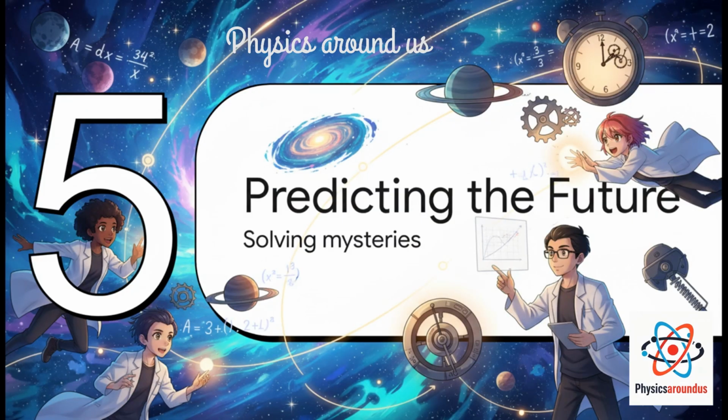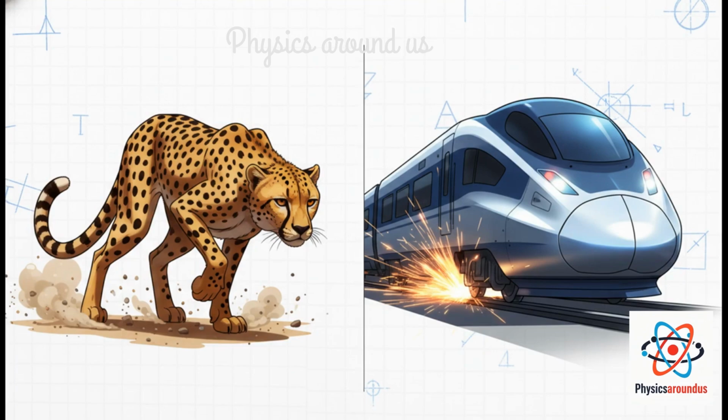Finally, Section 5, Predicting the Future. It is time to solve some real-world mysteries with our new tool belt. Whether it's a cheetah speeding up from rest or a massive train slamming on its brakes, our absolutely crucial first step is to simply extract our given variables from the scenario. If a cheetah starts from rest, its initial velocity, or u, is 0. If a train is braking, its acceleration, a, is negative, in this case, negative 8 meters per second squared. And if it comes to a complete dead stop, its final velocity, v, is 0. Once we write down exactly what we know, we just pick the equation that perfectly fits our missing puzzle piece.